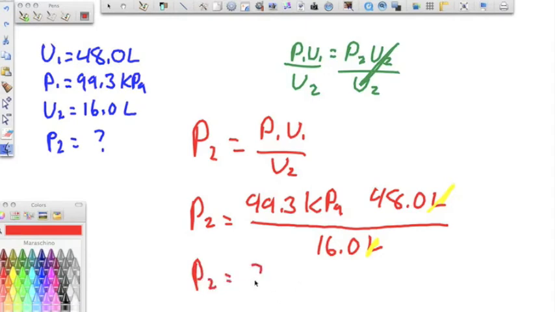And we'll have a pressure of 297.9 kilopascals, which we should have, because since volume went down, pressure should go way up. That's what happened. We did the problem correctly.